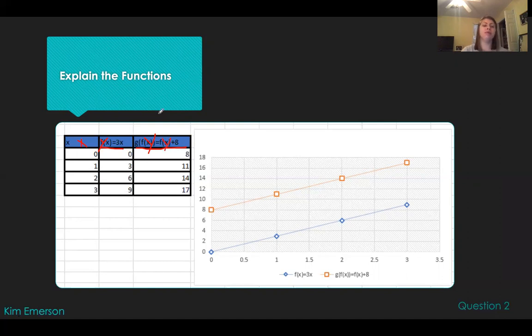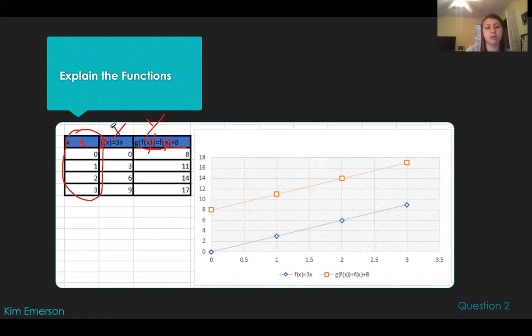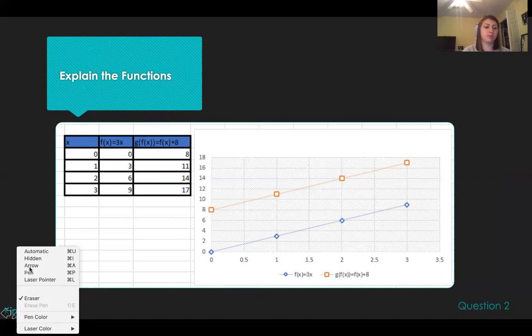Now looking at the table, we see that we have two different lines from this one chart. This table right here is going to give us points for x, and then both of these columns right here are going to give us points for y. So that's giving us two different lines. But we aren't necessarily going to look at that right at the second. We are going to look at the function.